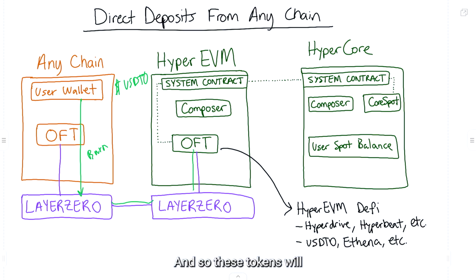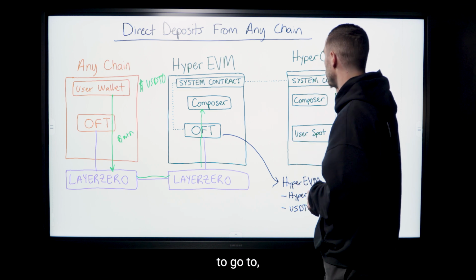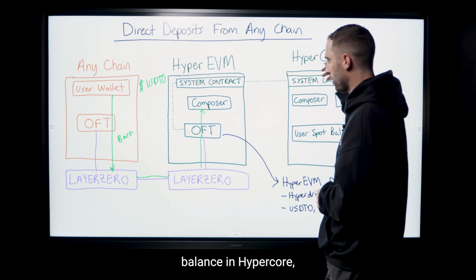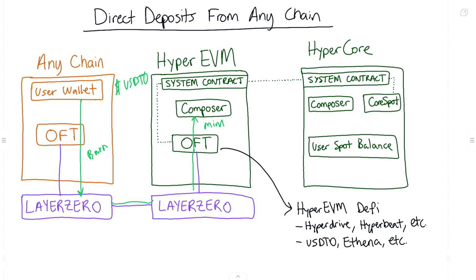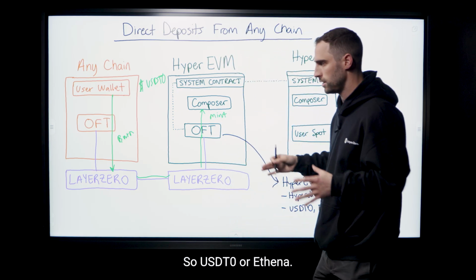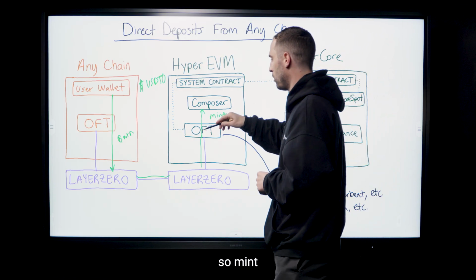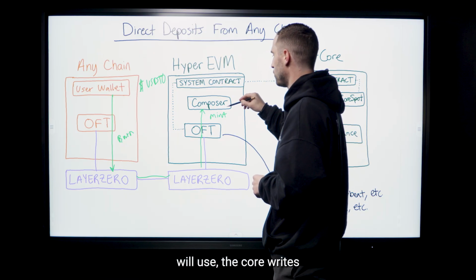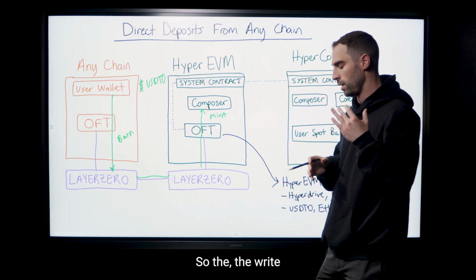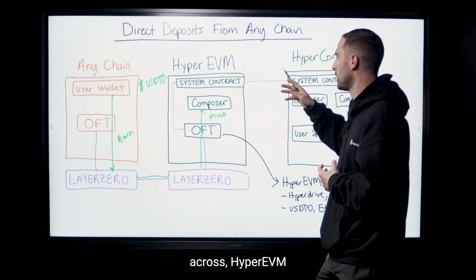And so these tokens will then get minted either to my balance if I'm on HyperEVM, but if I want these tokens to go to my spot balance in HyperCore, these tokens will get minted to a composer contract. The OFT owner, so USDT0 or Ethena, will own this contract and effectively be able to mint the tokens to the composer. And then from there, the composer contract will use CoreWriter, the write system contract for HyperEVM, which is mirrored across HyperEVM and HyperCore.